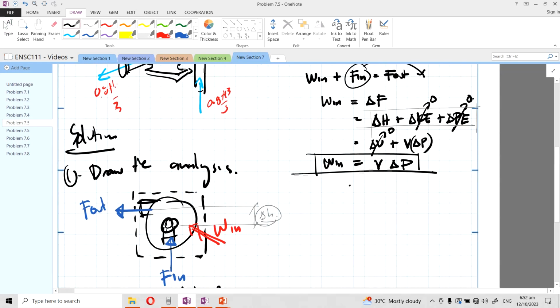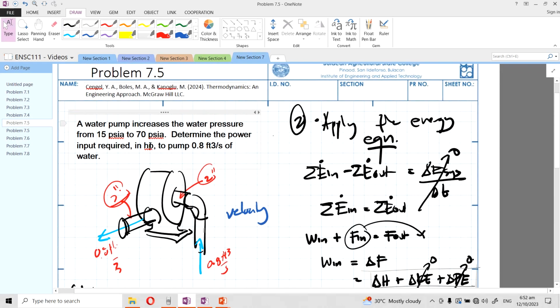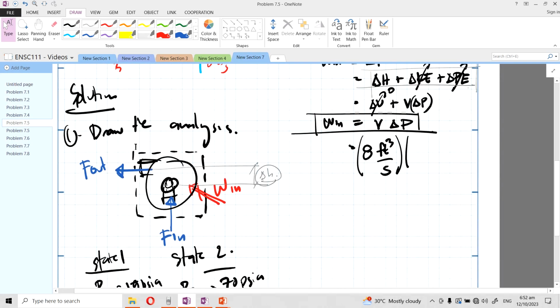Right, so now let's substitute the values. What is V? It's 8 cubic feet per second times the change in the pressure. Now, what is the pressure? From P2 minus P1, that is 70 minus 15, and the unit is PSI, that's pounds per square inch.